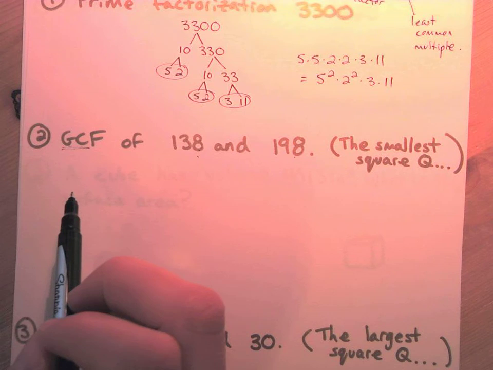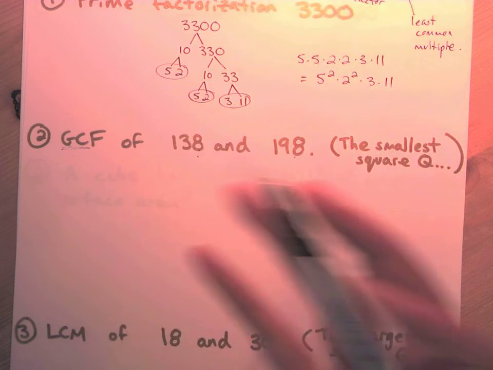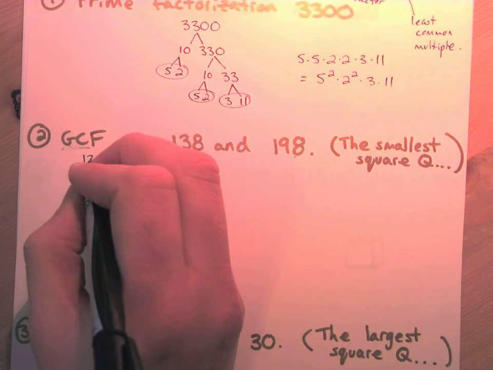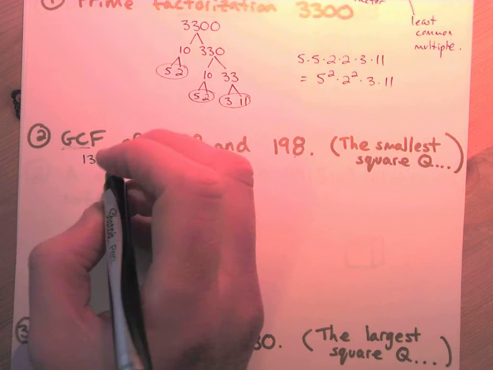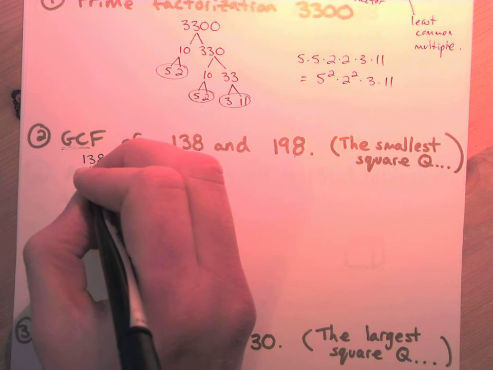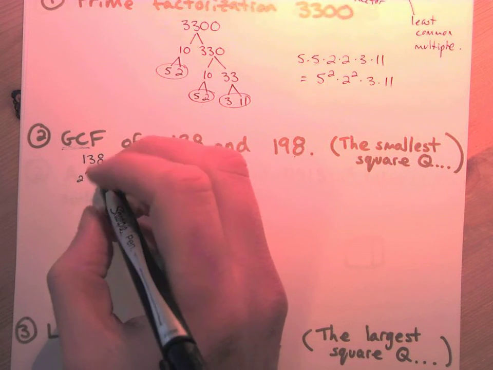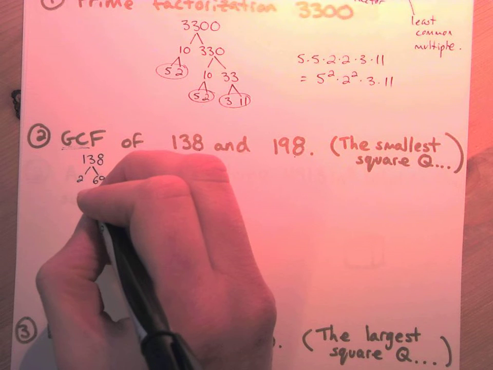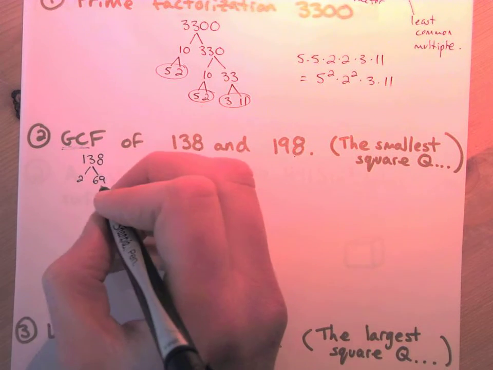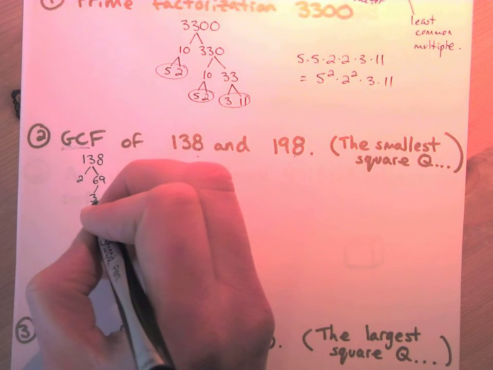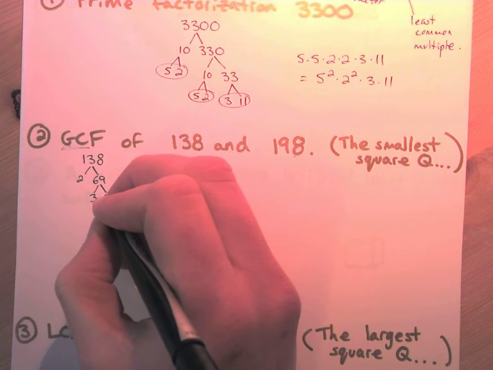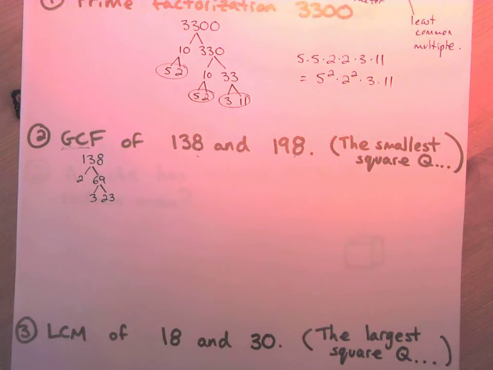There might be others that are greater than 2. So how do we do that? We're going to prime factor both of these numbers. We're going to go 138, and we're going to prime factor that. So there's 2, and then we have 69, and what goes into 69? I know 3 will go into it, and that'll leave us with a 23.